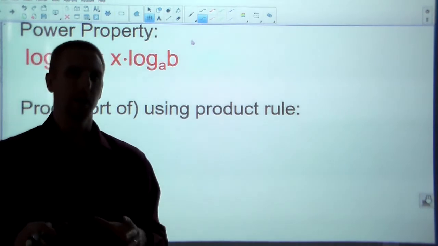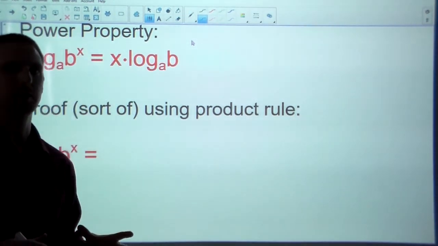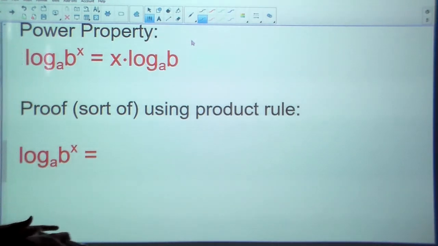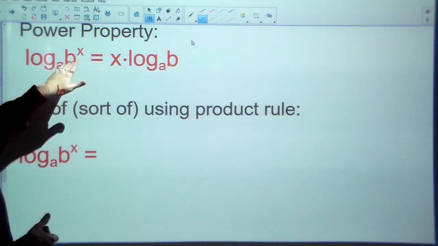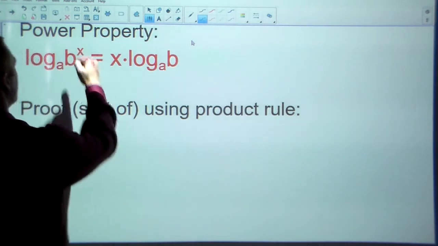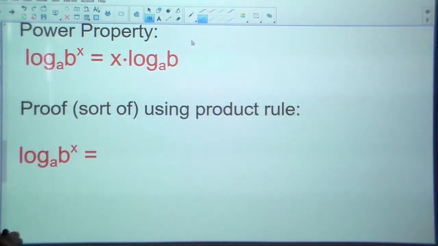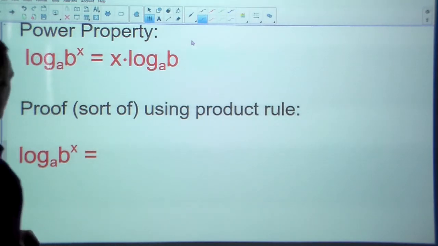For the power property, I'm going to do a sort of proof, which I think just intuitively makes a lot of sense. But I'll do the actual proof also, just to make sure that you get to see that. So what it says, if I have log base a of something to the x power, that x power can be moved out front and be multiplied by the logarithm. So here's not really a proof, but I think it gets the point across.